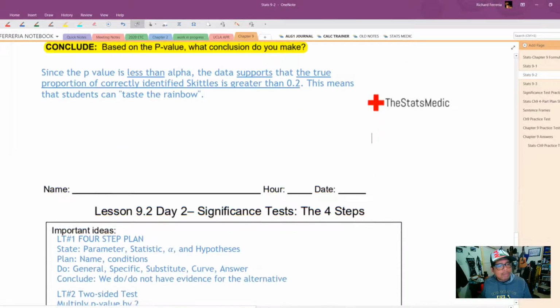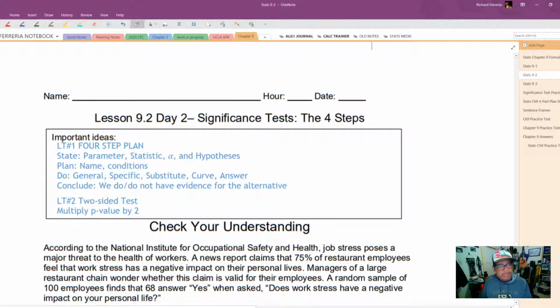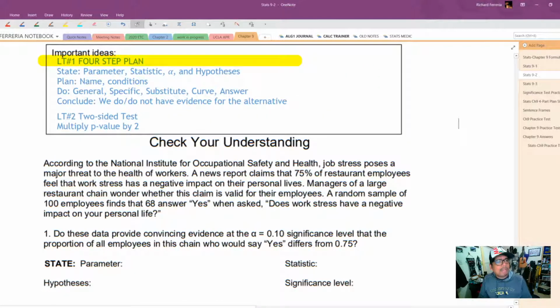So we're ready for our important ideas here. First thing we have is our 4-step plan: state, plan, do, and conclude.